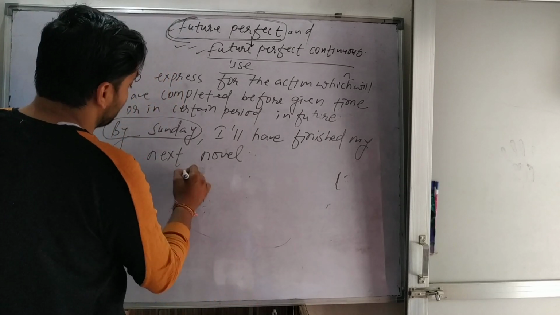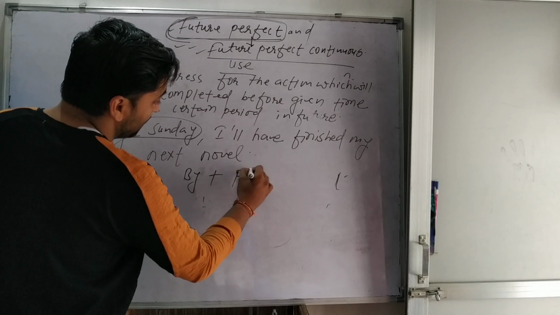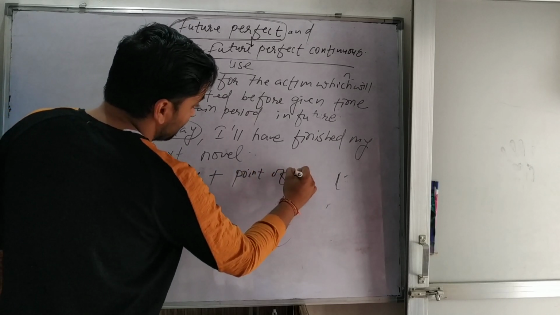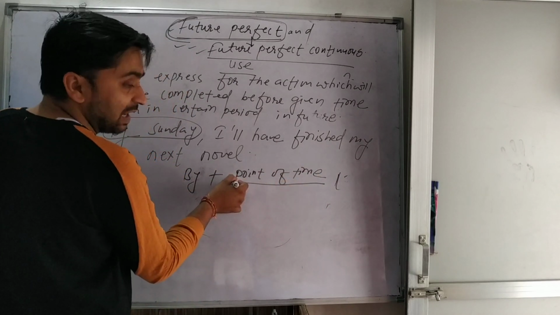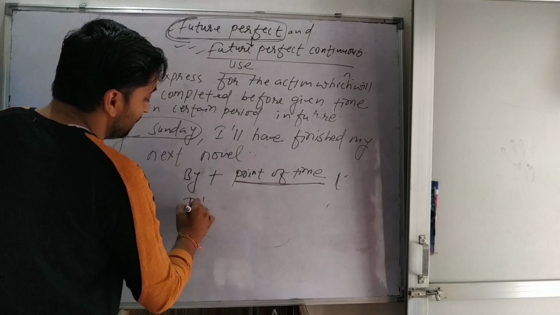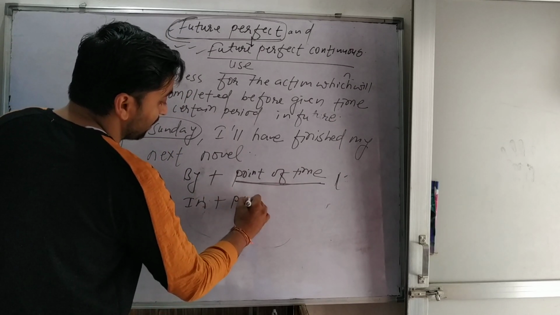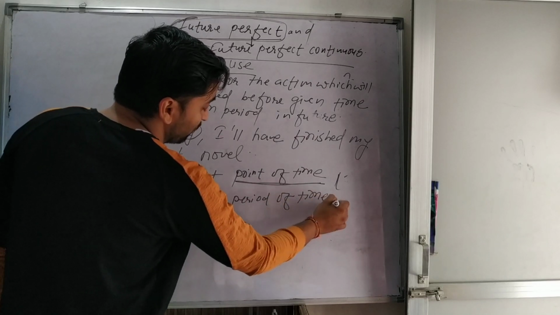So you can write like this: by plus, this is the important one, by plus point of time. This is the given time. Generally after by, point of time is given. Point of time means fixed timetable is given. And similarly in plus period of time. In period of time is used before the period.